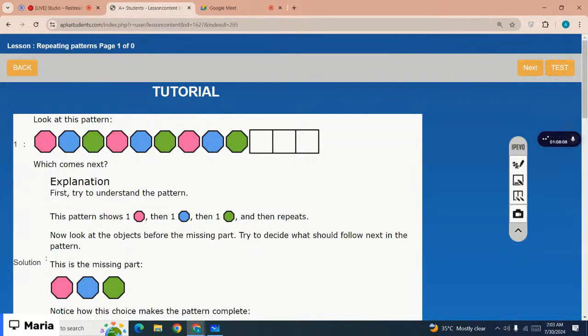Starting from here, you have a pink color, then blue color, then green. Again, pink, blue, green, then pink, blue, green. So that means the next one will be pink, then blue, and then green, right? So they keep repeating themselves. So the missing pattern is the blue and the green. Got it? So that's how you have to understand the pattern. Then you have to find the missing portion, right?